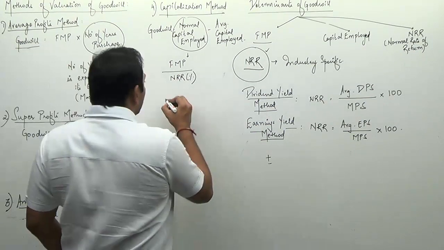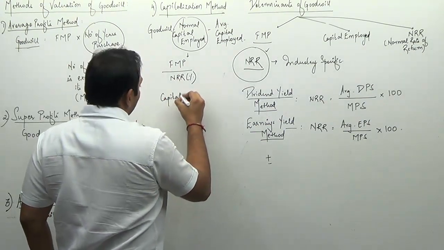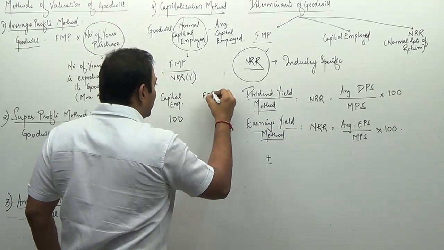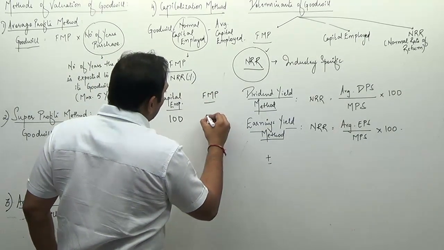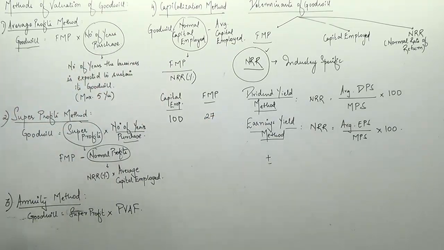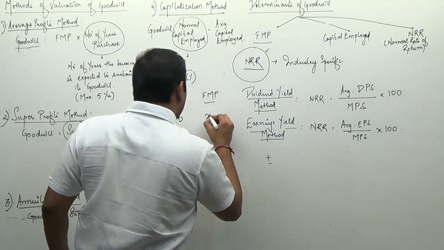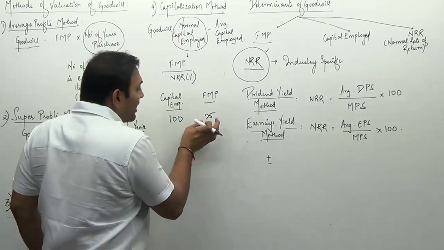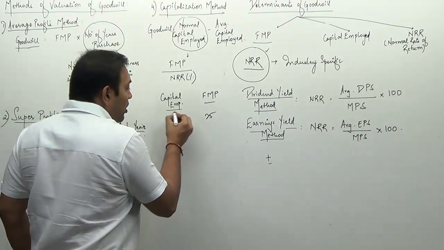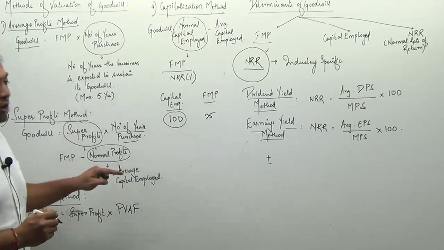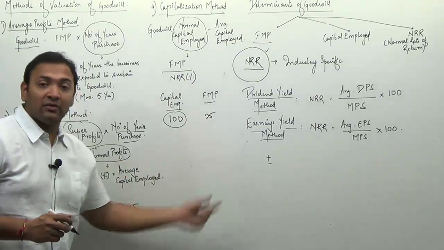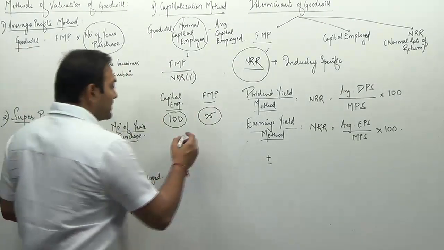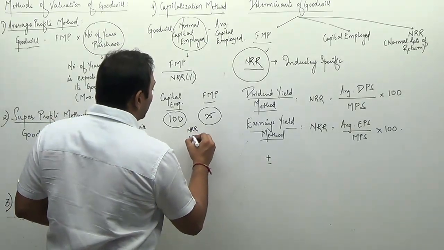For our simple understanding, say my capital employed is 100 and with this I am expecting future maintainable profits of about 27. Let's take a normal figure, I'll take it as 25. If I have to calculate super profits, then I'll keep my FMP and my capital employed constant. On this capital employed of 100, if I apply the normal rate of return, I'll get normal profits to be compared with FMP. But in the capitalization method, I will take FMP as constant. Let's say for this business, NRR is equal to 20%.